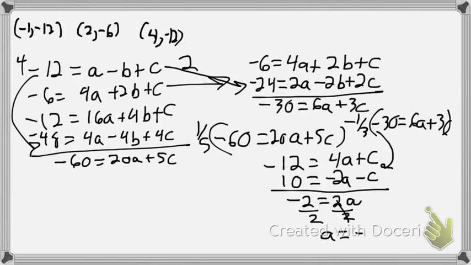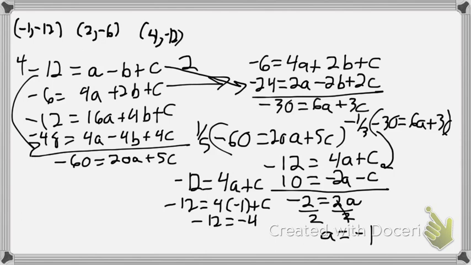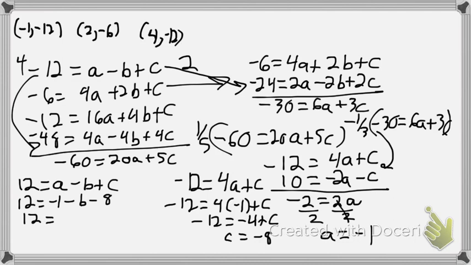And then from there, it's the same thing. Plug negative 1 back in. C equals negative 8. Plug a equals negative 1, c equals negative 8 into one of the top equations. And we get 3 equals negative b. Well, we don't care what negative b equals. We want b equals. We're going to multiply by negative 1. We get b equals negative 3.